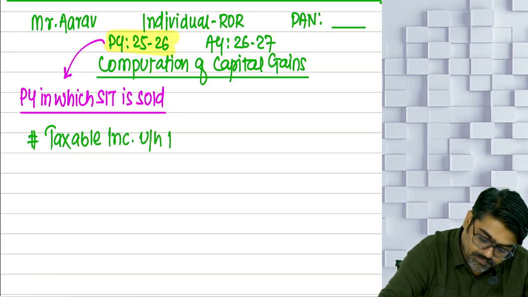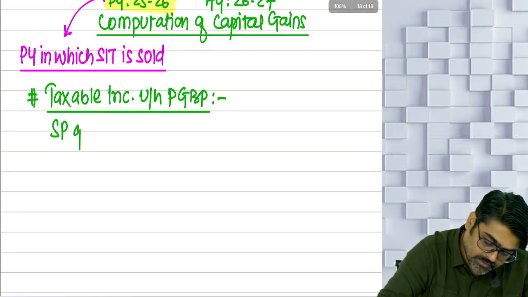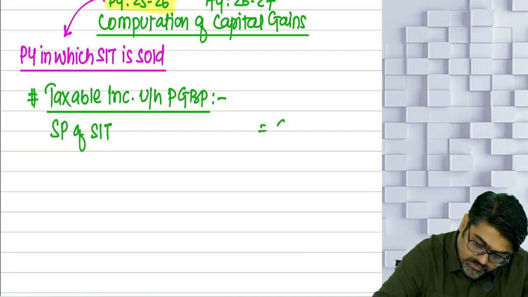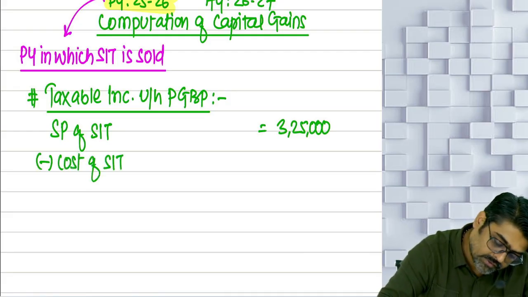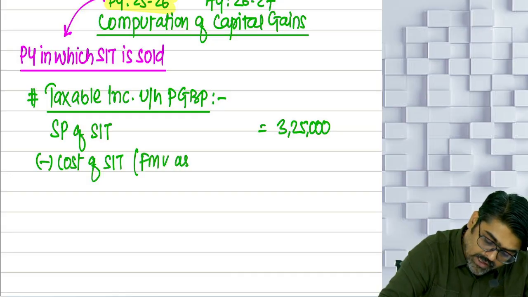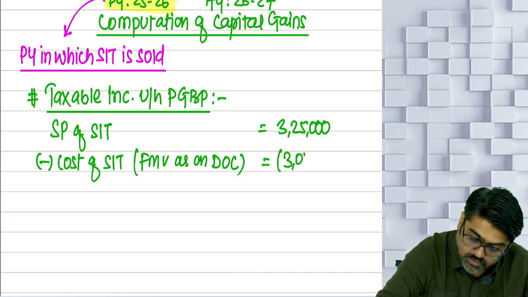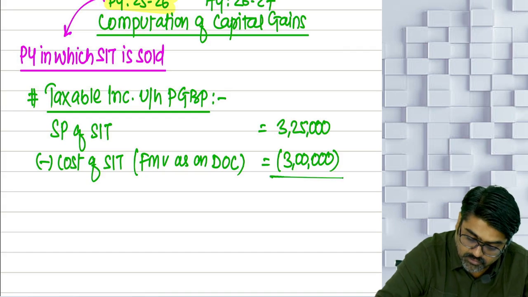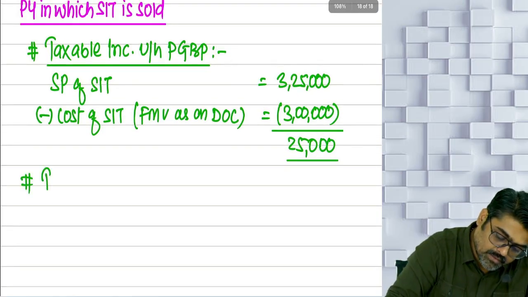Under the head PGBP. How much will that be? Selling price of stock in trade, which is 3,25,000, minus the cost of your stock in trade, which is nothing but fair market value as on the date of conversion, as on 31st March 25. Yes or no? Which was 3 lakhs. Minus, what are you going to get? 25,000. This is your taxable PGBP income. Done, sir?